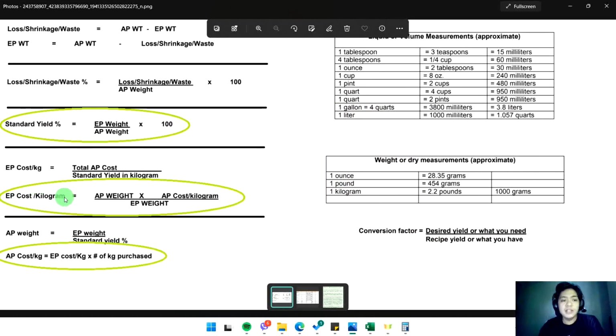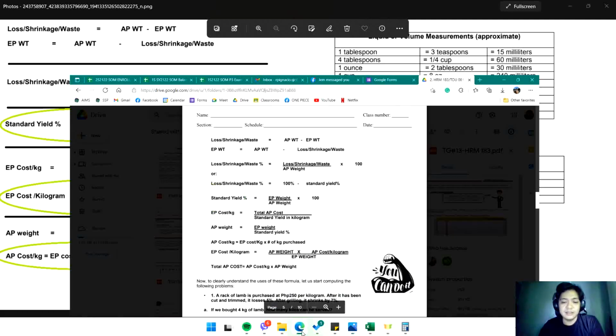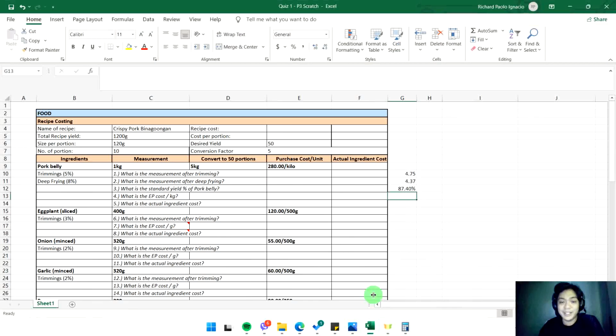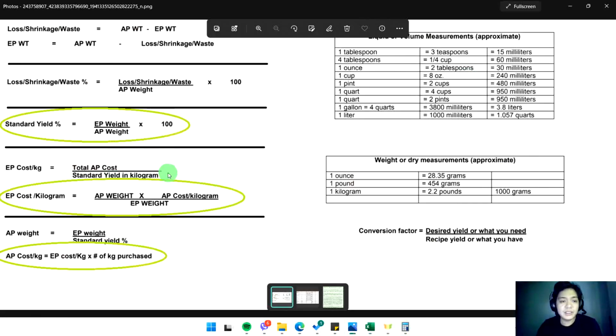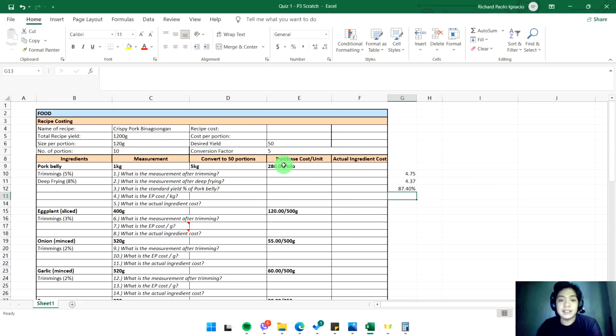Our EP cost per kilogram, ito ang gagamitin nating formula. Nakabilog na, no? Para mas madali na lang ang buhay ninyo. Ang gagawin natin is, first, we have to look for AP weight times AP cost per kilogram. So, sa case natin dito, this is 280 per kilo.